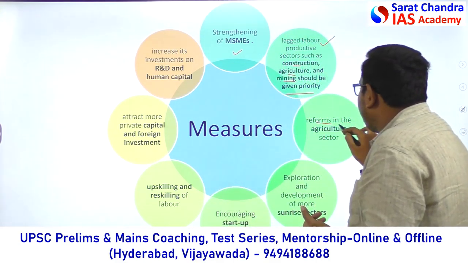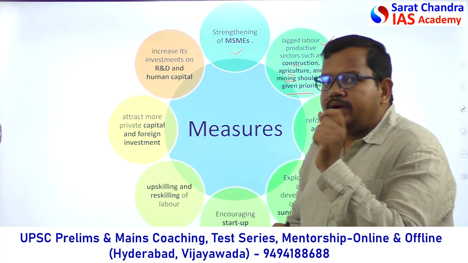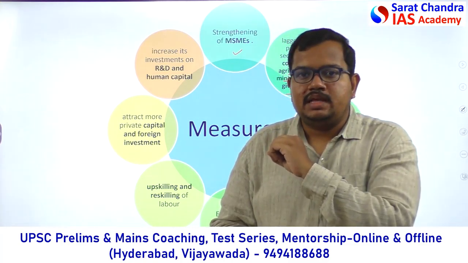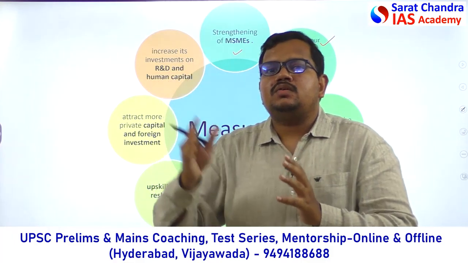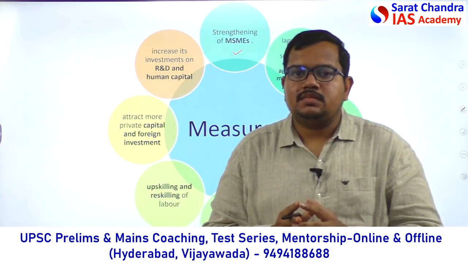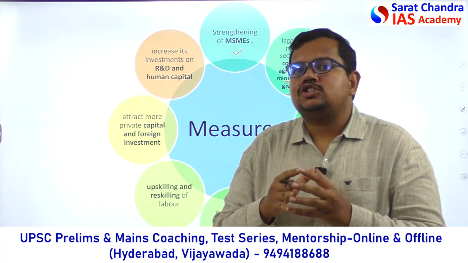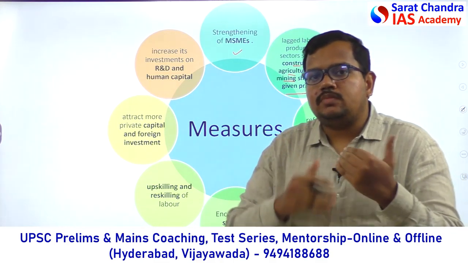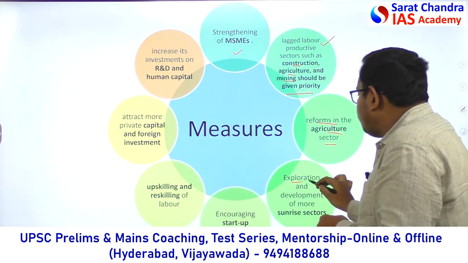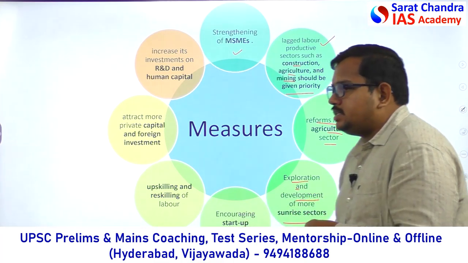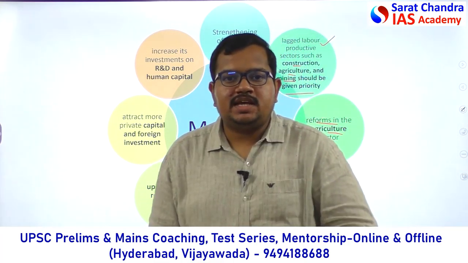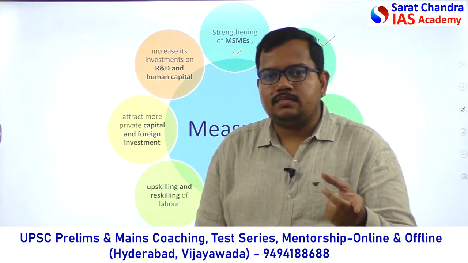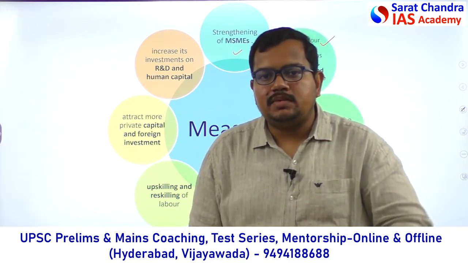Similarly, reforms in the agriculture sector have to happen. And why does this have to happen? Because we know that in the agriculture sector, there is disguised unemployment. And disguised unemployment directly correlates to the decrease in labor productivity. So that's why the agriculture sector has to be improved in such a manner that it contributes more to economic growth. And exploration and development of more sunrise sectors. I already told you one example of a sunrise sector is the food processing industry. Such sectors need to be developed more. Then only there will be sustainable economic growth.